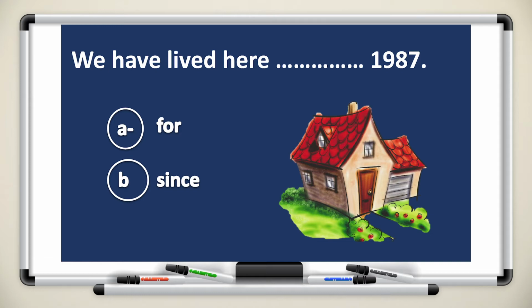Are we going to use for or since? Excellent. We're going to be using since because it's a specific time. And look at the sentence. Look, we have lived here since 1987. Because we're using since 1987 and we're referring to a specific time period, we are using the present perfect simple. So we use we, it's in the plural form.